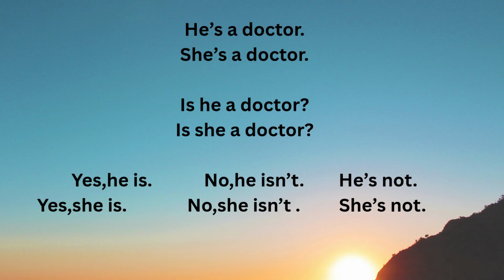No, he isn't. Okay, isn't is a contraction for is not. Okay, no, he isn't. Or no, she isn't. So you can use she isn't, he isn't. Another answer you can give is no, he is not or no, she is not.